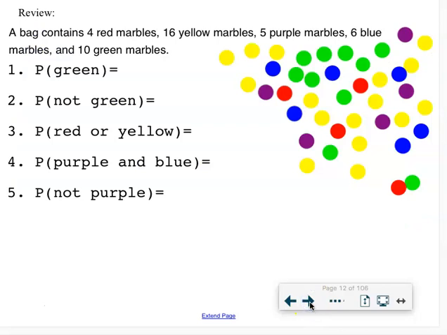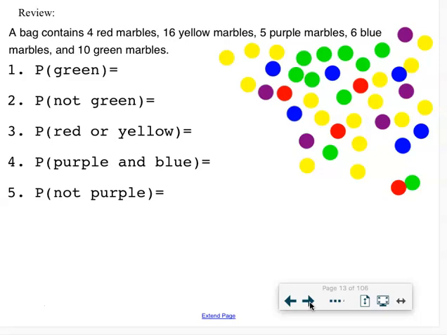First thing I want you to do is review from yesterday. This one says a bag contains 4 red marbles, 16 yellow, 5 purple, 6 blue, and 10 green. I want you to see if you can pause the video and answer each of these 5 questions. Go ahead and give that a shot right now. Click pause and then click play when you're ready.